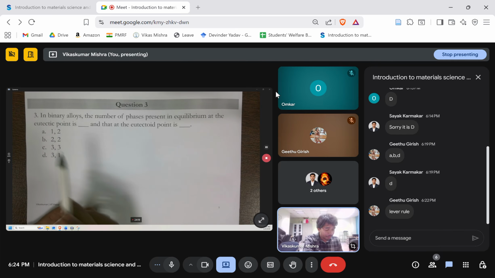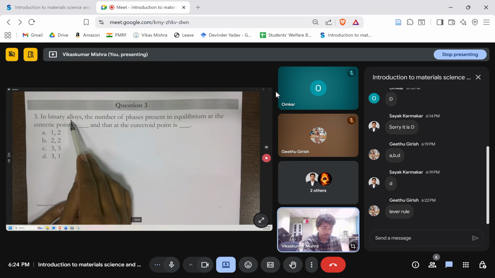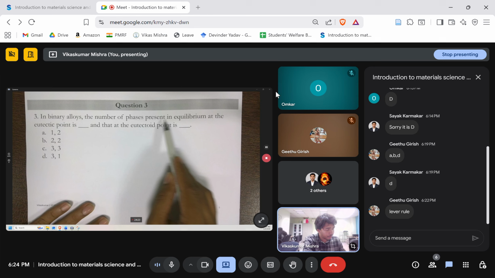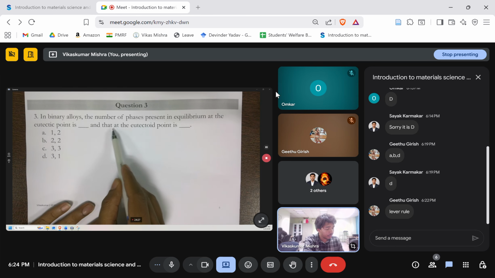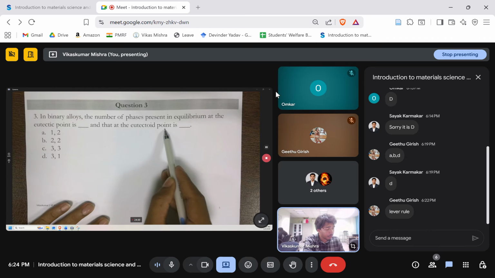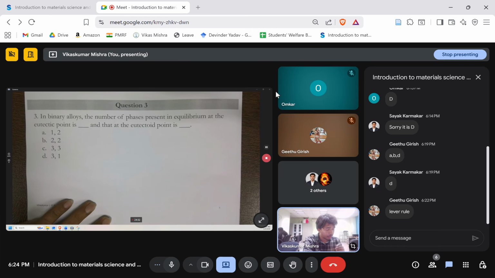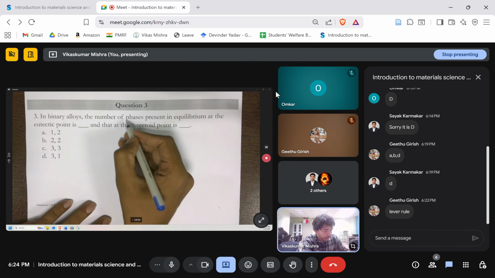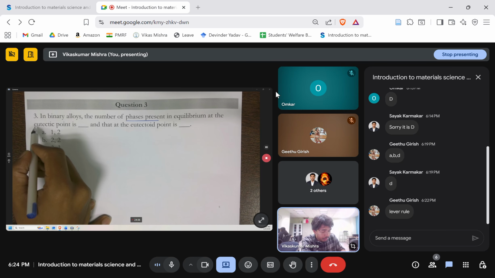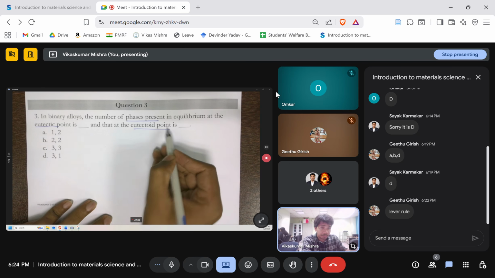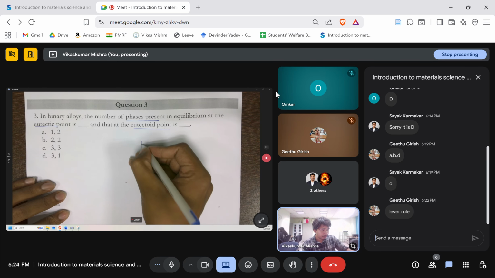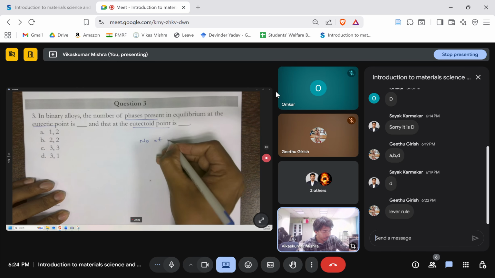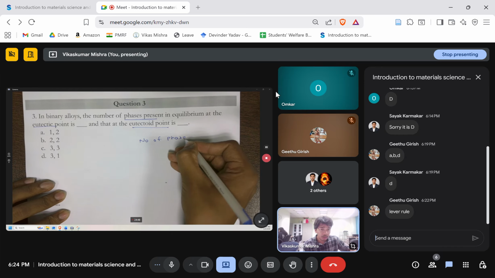The question says, in a binary alloy, the number of phases present in equilibrium at the eutectic point is dash, and at the eutectoid point is dash. Number of phases present at the eutectic point and at the eutectoid point. We want to find the number of phases. How can we do that?